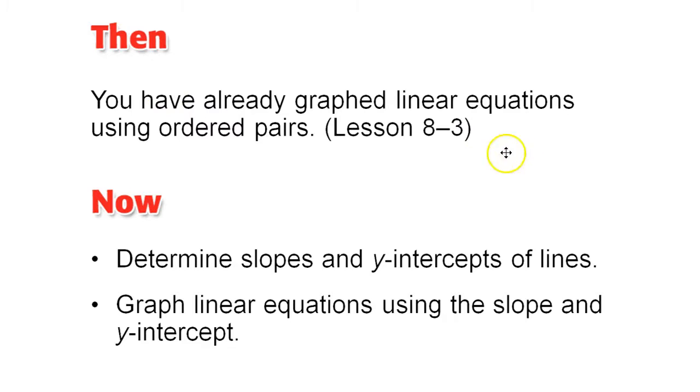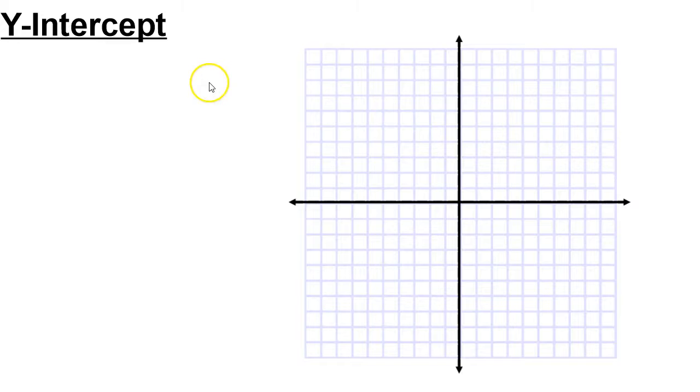So we've already graphed using ordered pairs. That's when we made little XY tables. So our point is, can we graph faster than that? And the answer is yes, if it's in a very specific form called slope-intercept form. So we're going to determine slopes and y-intercepts of lines, and then we're going to graph linear equations using the slope and the y-intercept. So first of all, y-intercept.